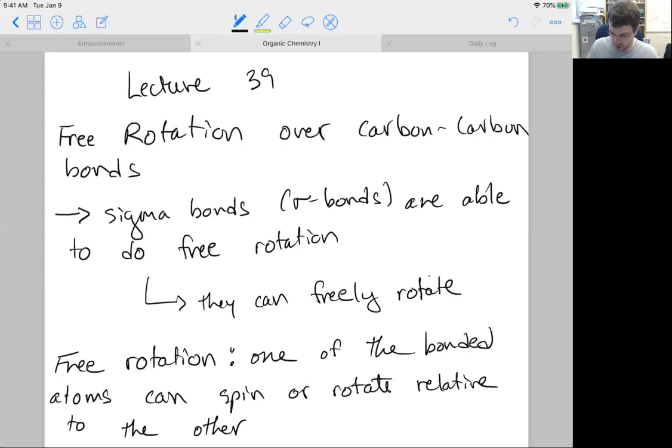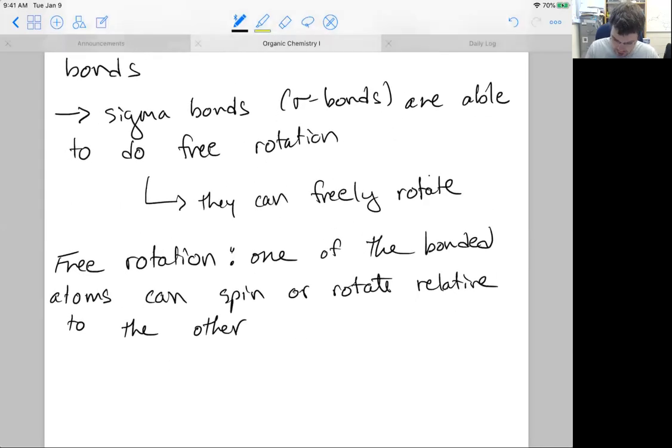Okay, so what we've looked at so far are two very important ideas. Sigma bonds are able to freely rotate, and then we've defined what free rotation is. It's this ability to kind of spin relative to another bond.